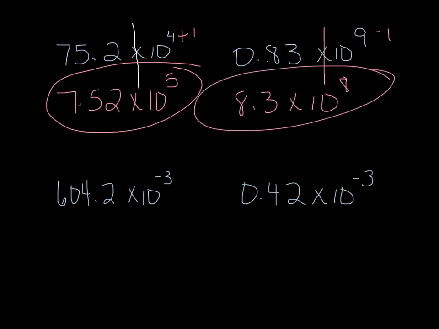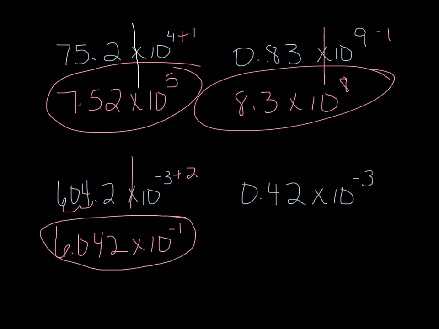Next one. This is not less than 10, so I need to move my decimal over. So I have 6.042 times 10. Now, I moved it over 2 times, so this went from 600 to 6. So this number got smaller, which means this number is going to get bigger. I moved my decimal over 2 times, so it is going to get bigger by 2. -3 plus 2 is -1.